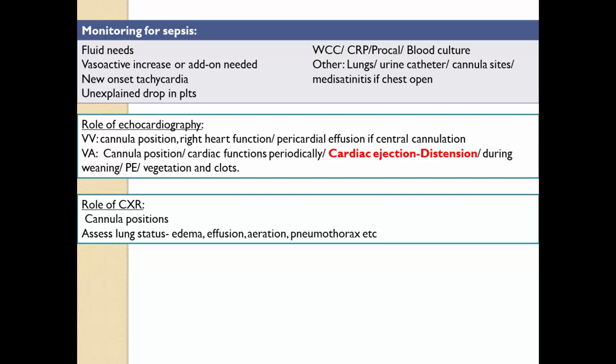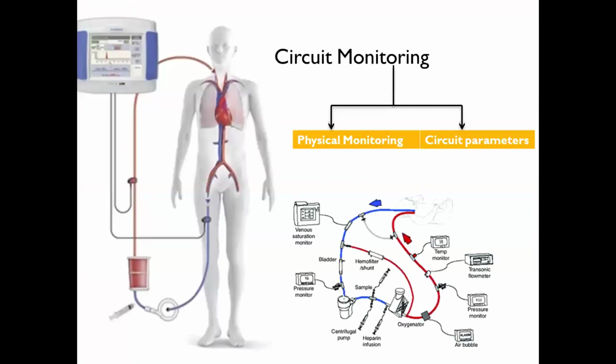Most of the time we end up doing transthoracic echoes, and some centers still do transesophageal echoes also if there are challenges in understanding the position with transthoracic echoes. X-rays, like I said, are for cannula positions and assessing the lung status, whether there's development of any pulmonary edema or effusions. All these things are helpful by doing periodic X-rays.